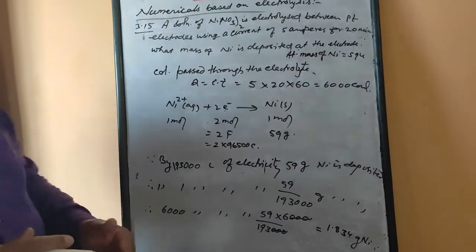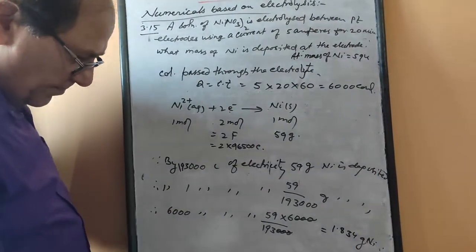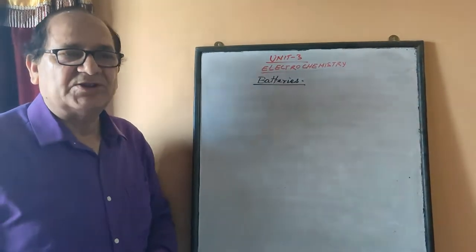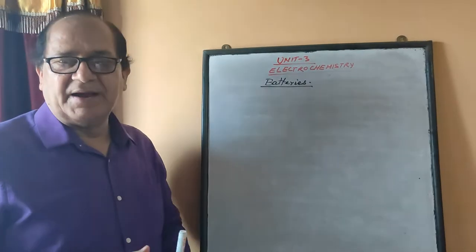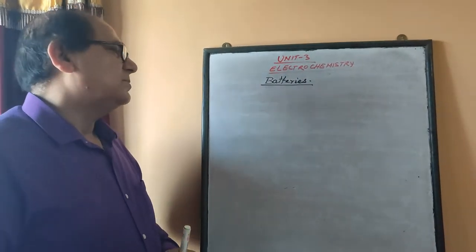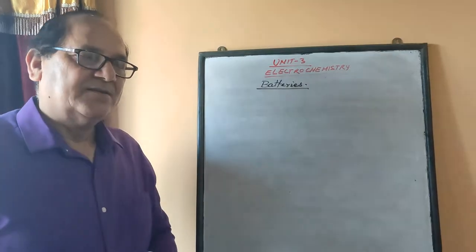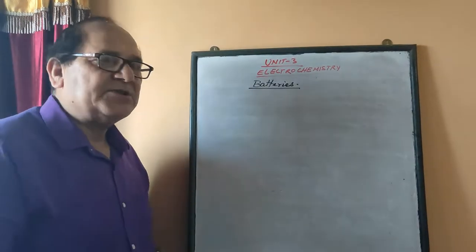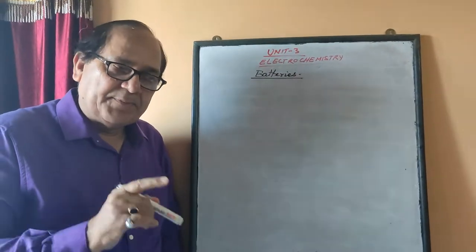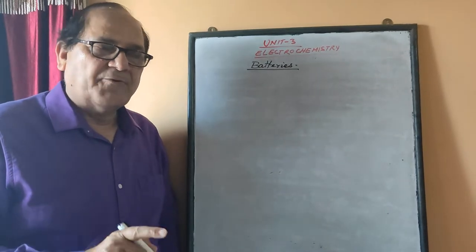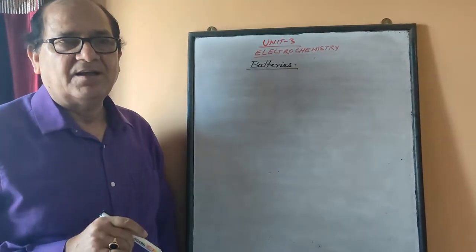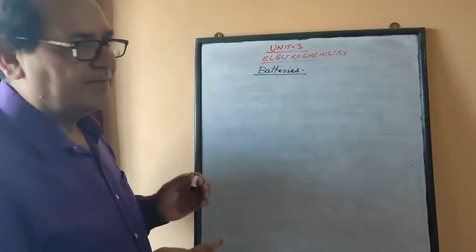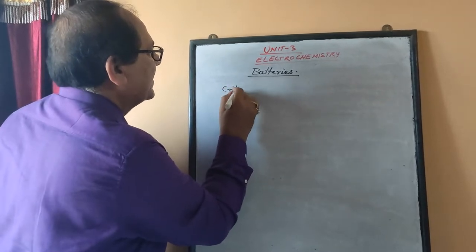Now, I am going to explain the concept of batteries. This topic is batteries. This is the commercial cell. In daily life, you use many batteries. So the principle of batteries, please listen carefully and try to make notes. The principle of batteries is based upon the formation of an electrochemical cell with the following criteria.